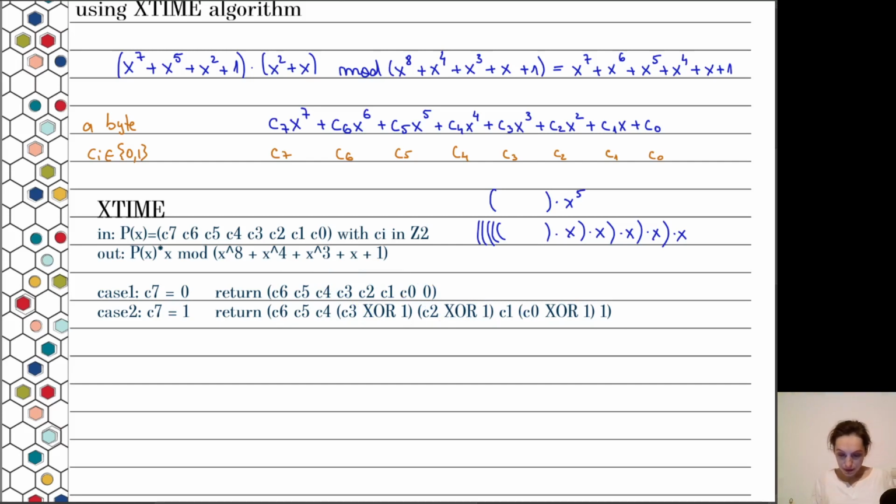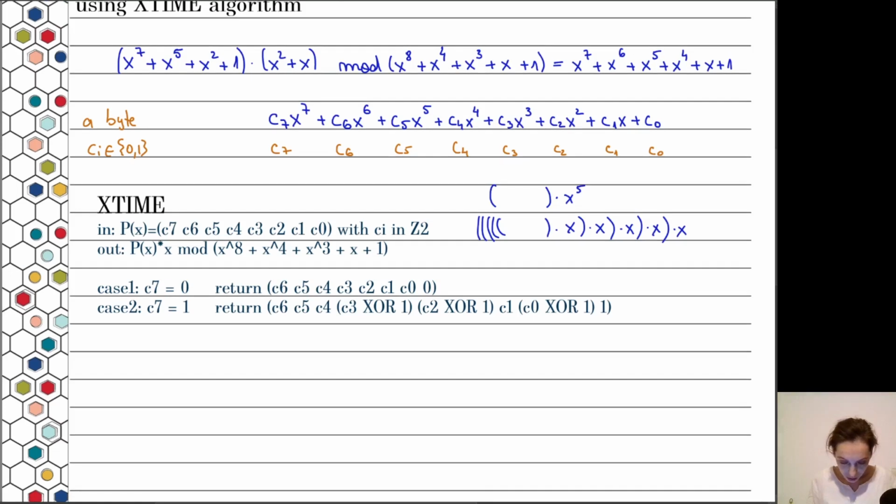Okay, so now let's apply the algorithm. We have to write this polynomial as a byte, and it will look like this.